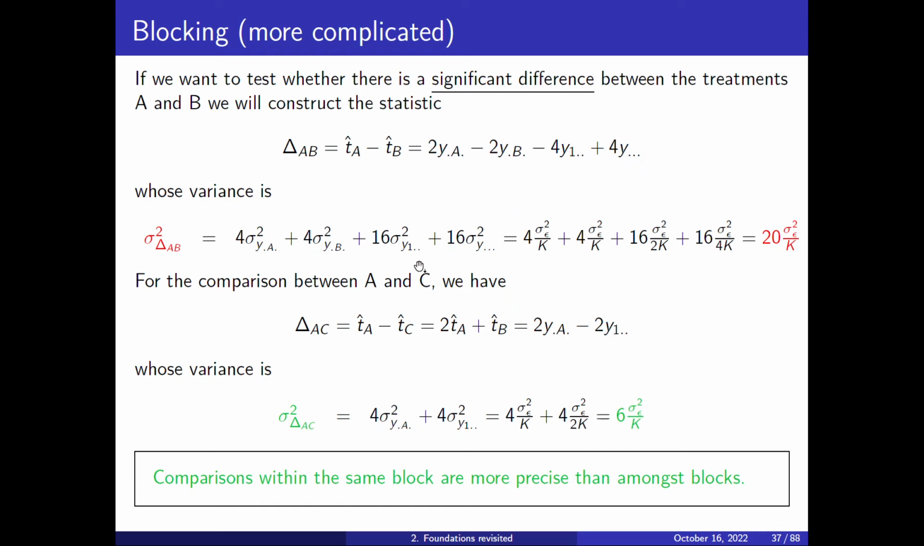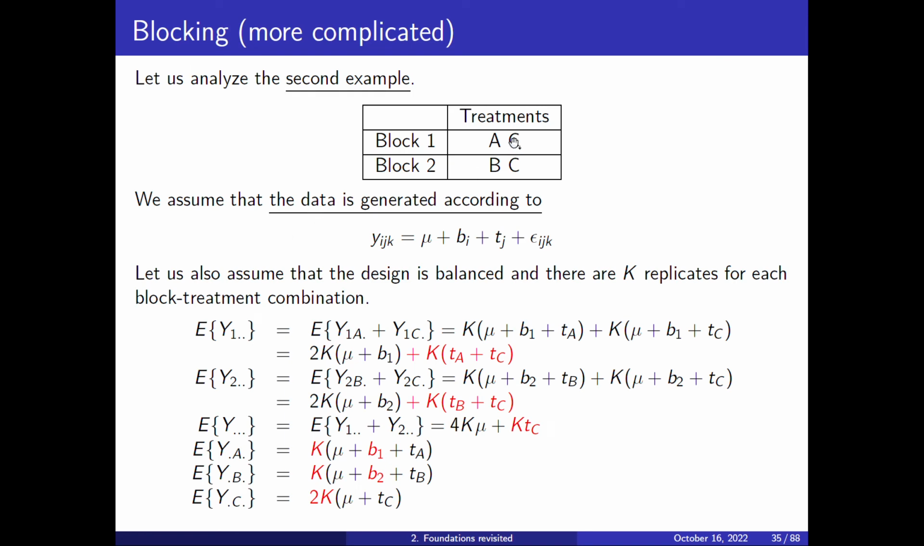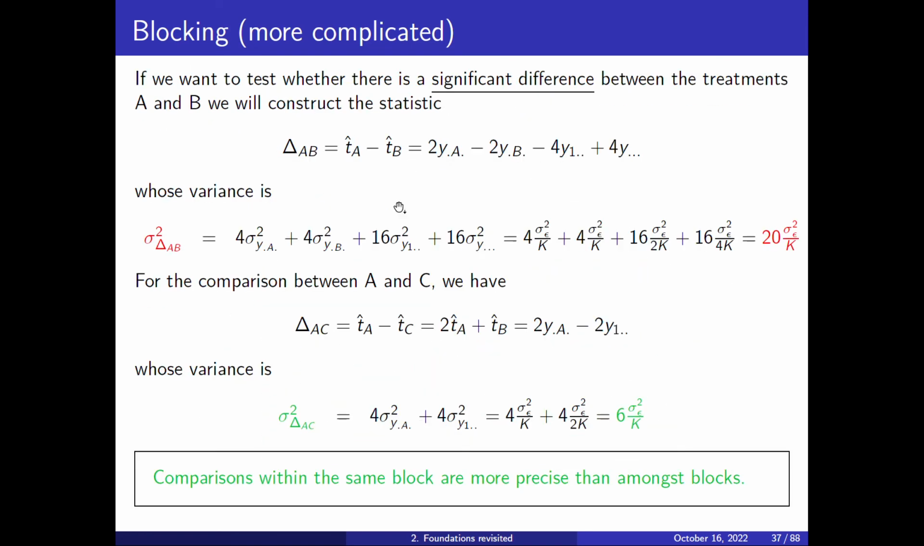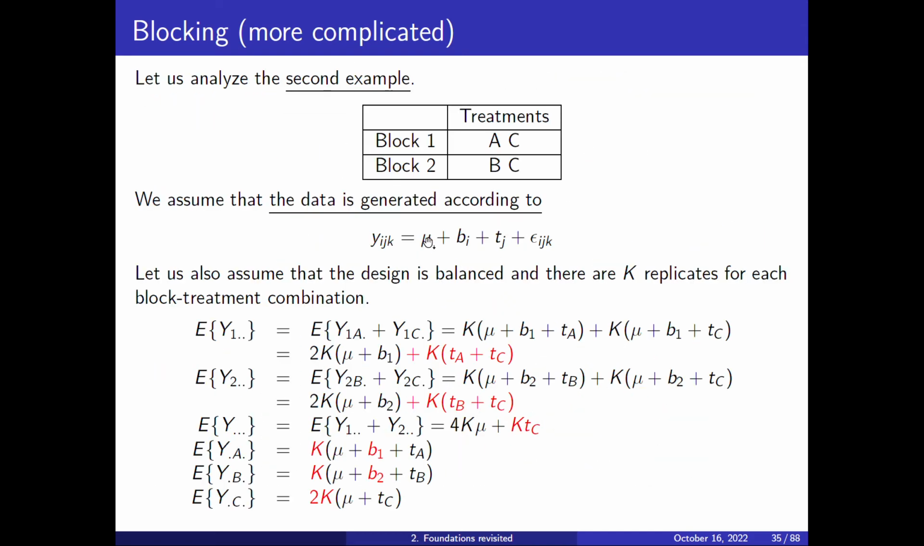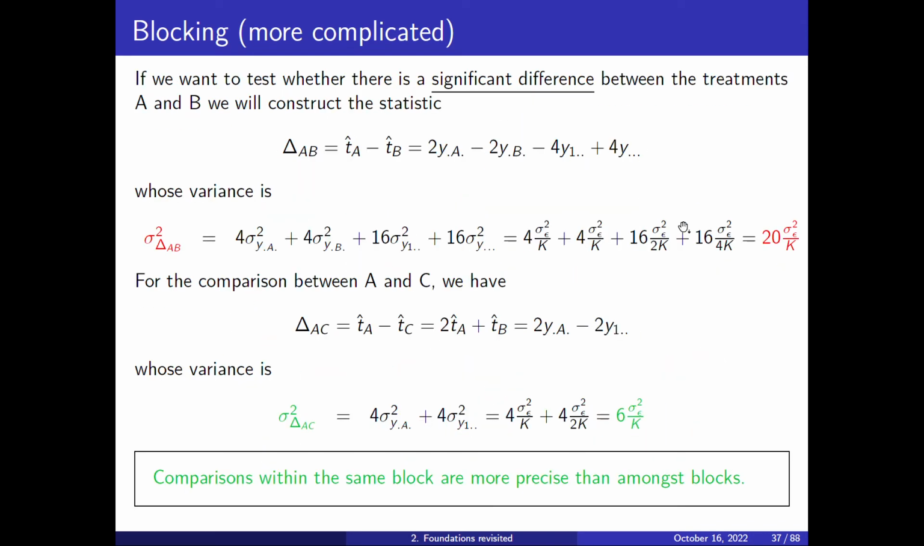And you count how many individuals you are averaging in each one of the groups. So in the average of group A, we are only averaging k individuals. So this will be sigma divided by k, and the same for group B. And in group 1 we have 2k individuals because we have 2 treatments, so this is 2k, and the total average we have 4k. So in total this comparison has a variability that is 20 times the variability of the residuals divided by k.